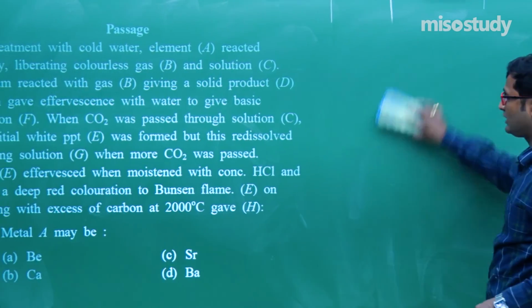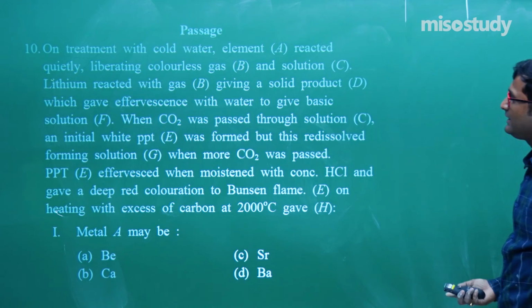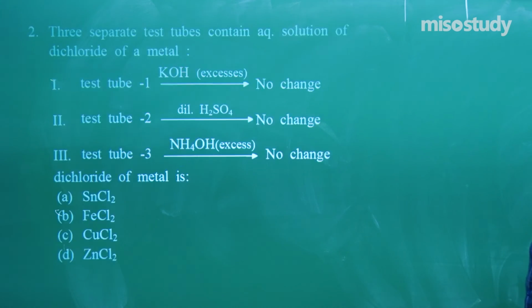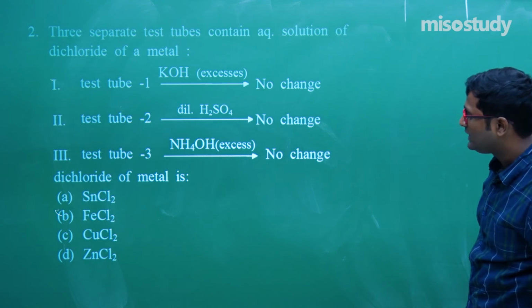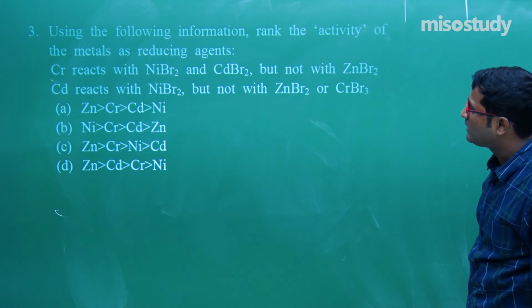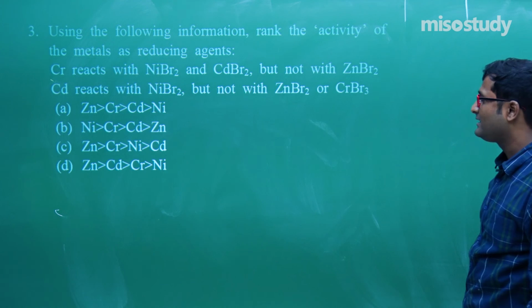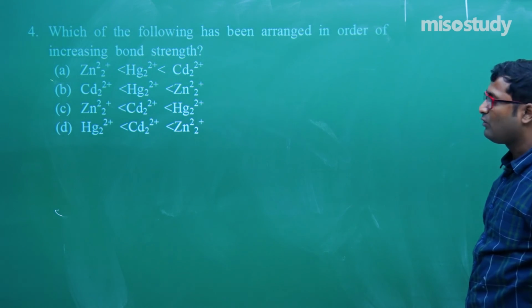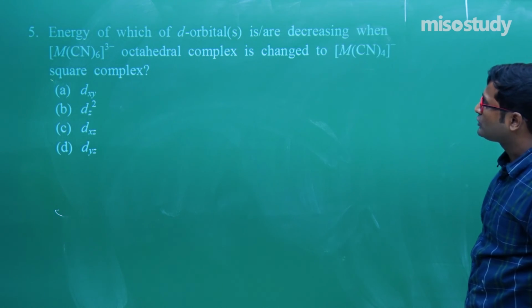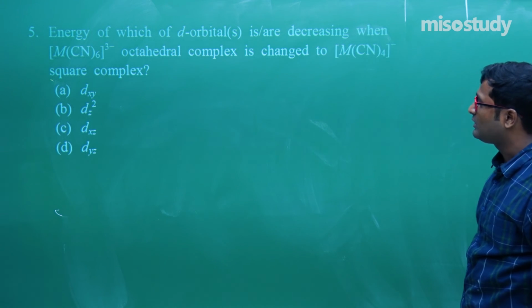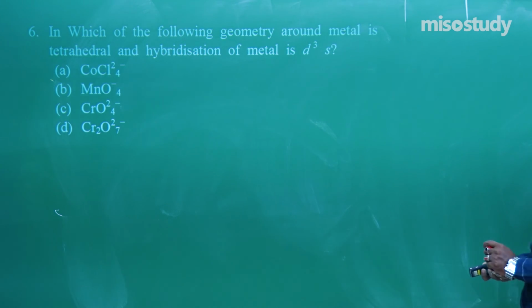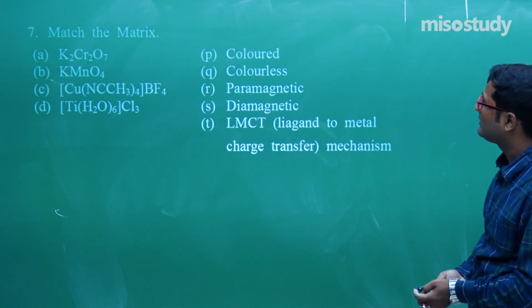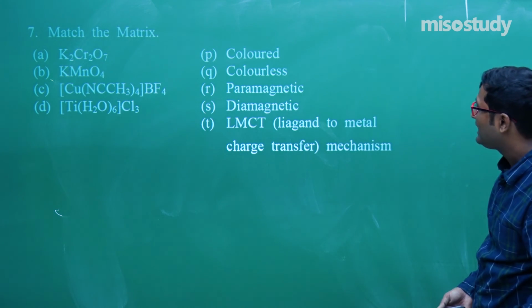Now review the question. What will happen? For question number 1, D is the correct option. For question number 2, D is the correct option. For question number 3, tell me A is the correct option. For question number 4, C is the correct option. For question number 5, multiple choice question, B, C, D is the correct option. For question number 6, B, C, D is the correct option. For question number 7, for A, P, S, T.